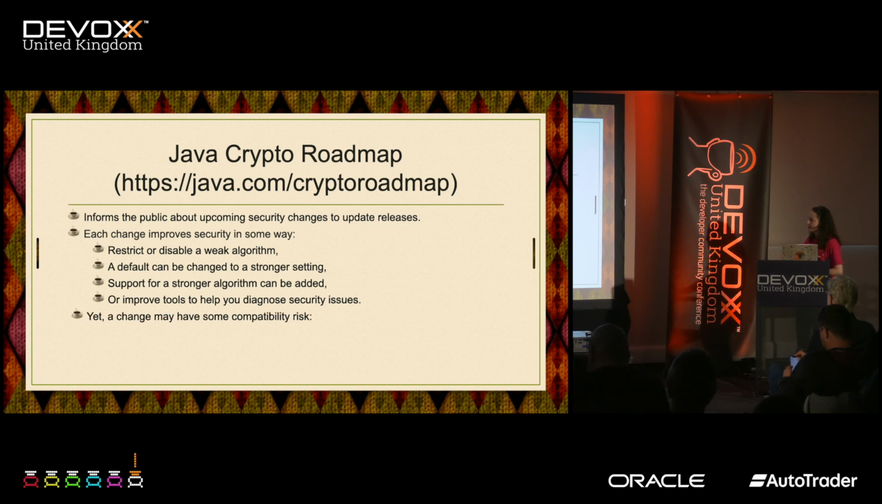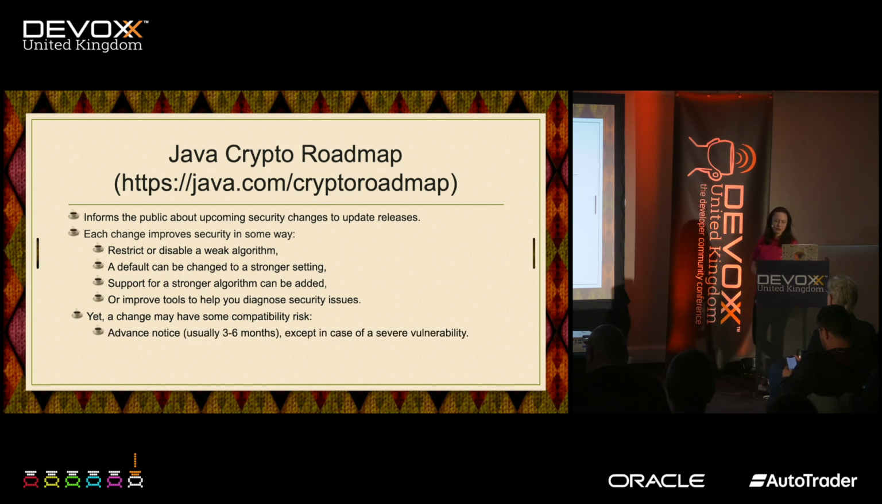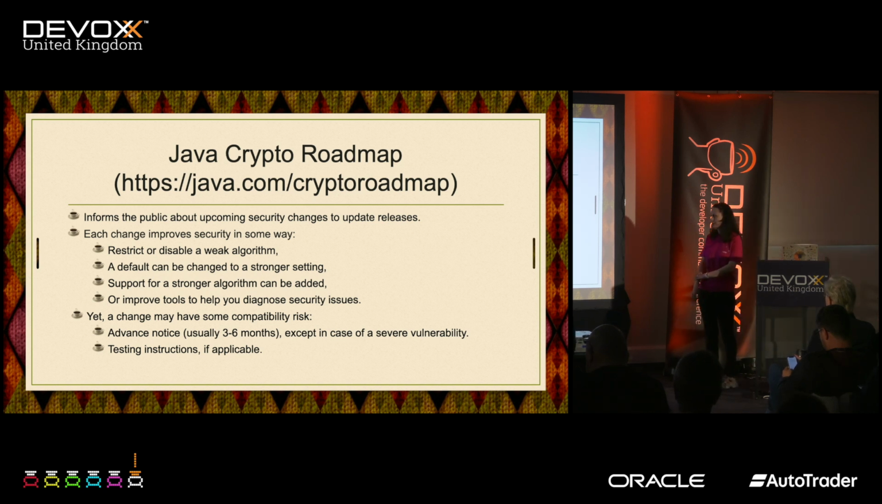However, because these changes can sometimes be disruptive and can put some compatibility risk within your applications, these changes also include testing instructions and details on how you can revert the change, if possible. This is also given in advance notice, except in the case of a severe vulnerability. It's not just changed out of the blue during the night and it ends up in the JDK.